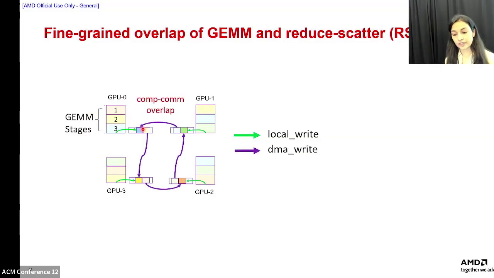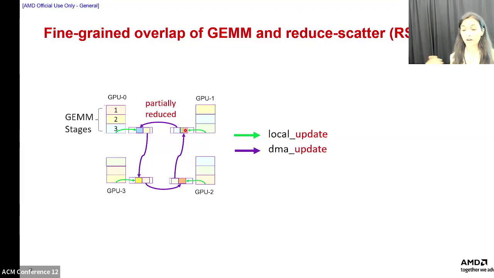However, with T3, they're also communicating simultaneously. So, for example, GPU 0 here is communicating the data generated in the previous stage to the next GPU, thus overlapping both compute and communication. Simultaneously, it's also receiving a copy of the same data stage 3 from the other neighbor GPU, and with near-memory computing, this results in the partially reduced version of the data in GPU 0's memory.